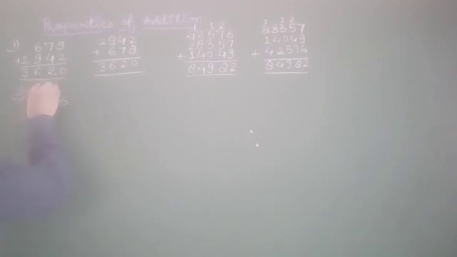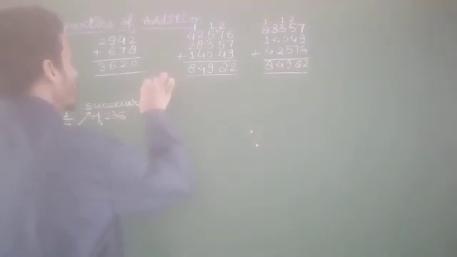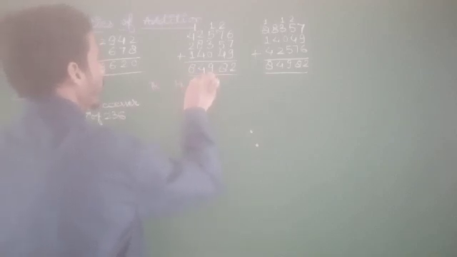236 plus 1, that is 6 and 1 is 7, and 3 and 2, so 237. 237 is the successor of 236. And you can see here that when 1 is added to a number, the sum is the successor of the number.